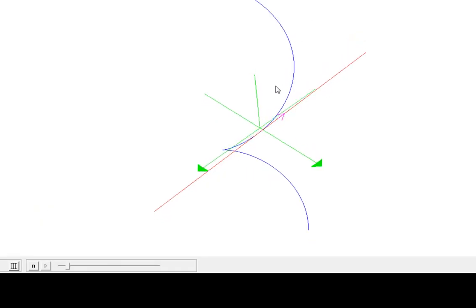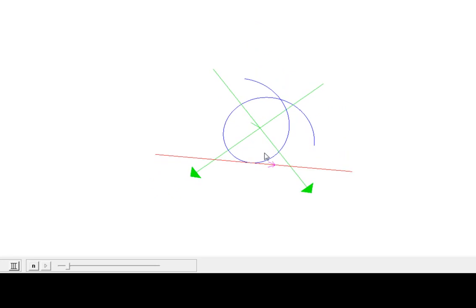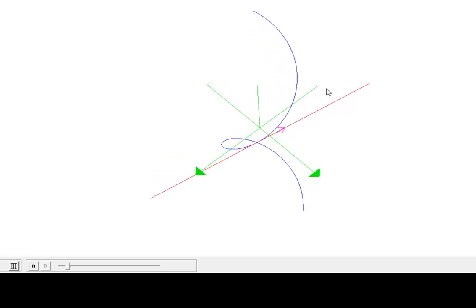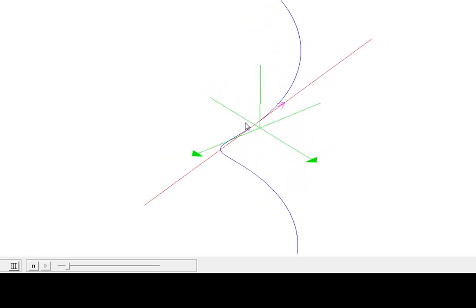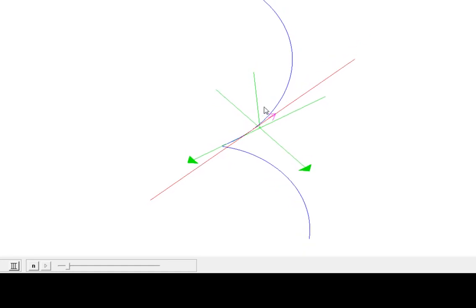So what we're seeing here in blue is the space curve. In red, we have the tangent line. And again, notice that the unit tangent vector here in purple coincides with the line, verifying that the components of this vector do give us the direction numbers of the red line.